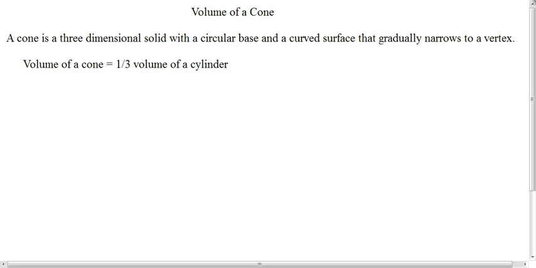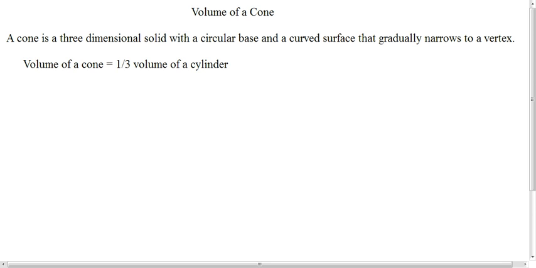Welcome back to Rocking Math, again our series on volume, as we move to talking about the volume of a cone. Well, a cone is a three-dimensional solid with a circular base and a curved surface that gradually narrows to a vertex.